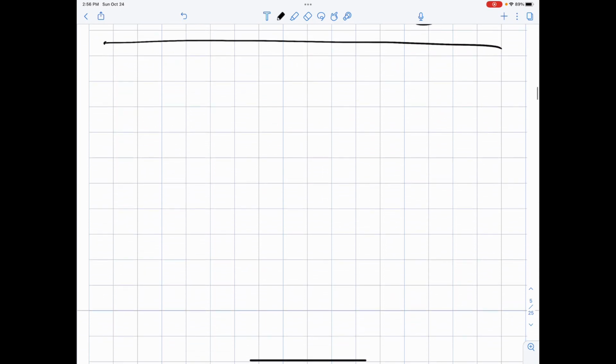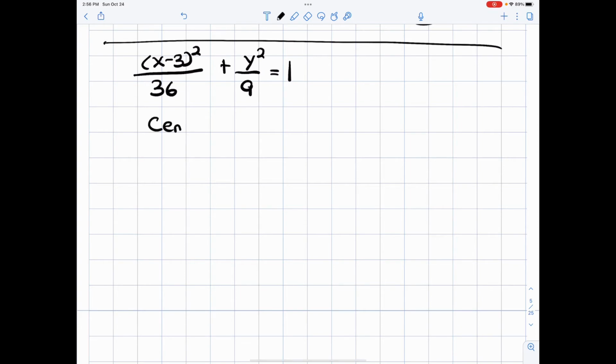Okay, let's say we need to graph (x − 3)² over 36 plus y² over 9 equals 1. And later we'll have to get the foci, domain, and range. All right, so our center, in this case, is going to be at (3, 0), because our h is 3, and since there's nothing subtracted from y, the k is 0.